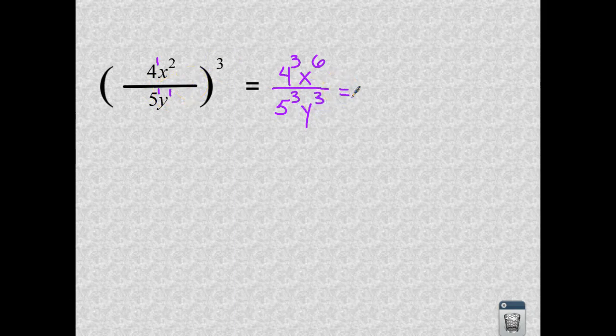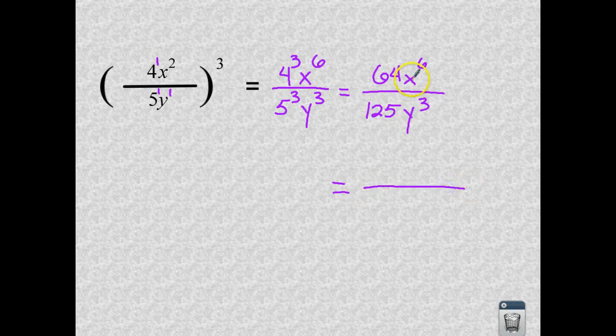Let's simplify. 4 to the third power is 64. x to the sixth. Then 5 to the third is 125. y to the third. And look to reduce your fraction if possible. If it's possible, we're going to reduce this.